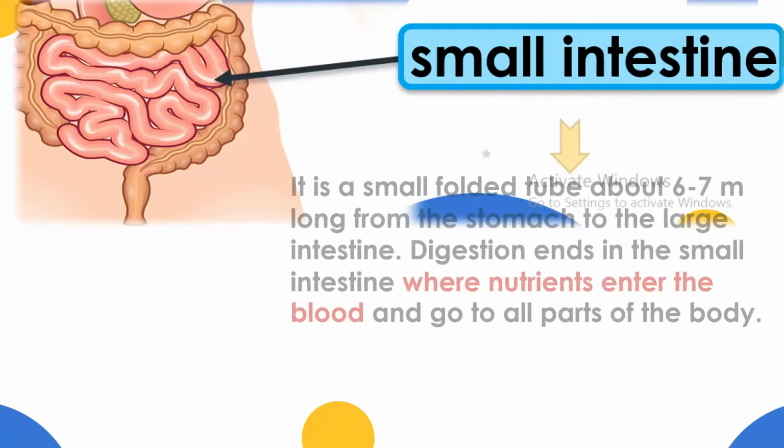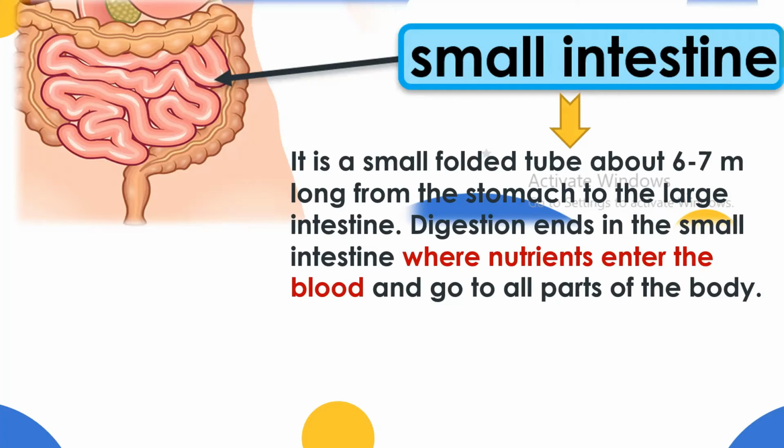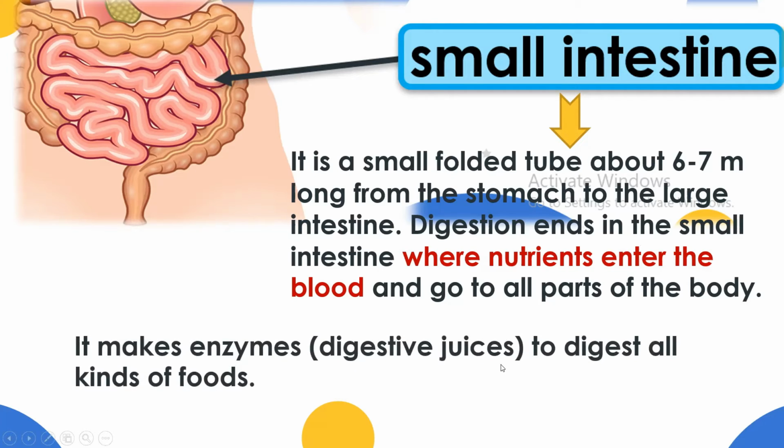Next, we have the small intestine. It is a small folded tube about 6 to 7 meters long from the stomach to the large intestine. Digestion ends in the small intestine where nutrients enter the blood and go to all parts of the body. So the third digestion occurs in the small intestine. First, the mouth. The first digestion occurs in the mouth. The second is the stomach. And the third one is the small intestine. Here in the small intestine, nutrients enter the blood. It makes enzymes or digestive juices to digest all kinds of food. So what are the nutrients here? We have carbohydrates, fats, and proteins.